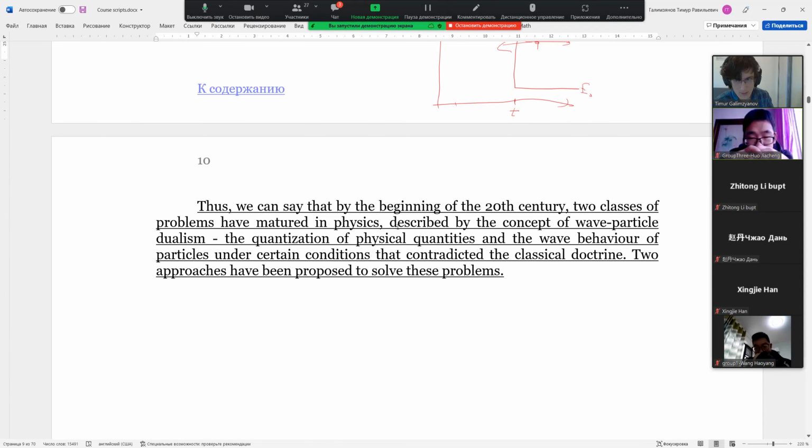So by the beginning of the 20th century, two classes of problems had matured in physics. The first one is that light could not be described only as a wave. In some experiments it should be described as a particle, and in some experiments as a wave. But nature does not work in that sense. You should be able to describe the photons, the light, by one concept. And the other problem was the discrete spectrum of atoms. Classical physics is not capable of describing this concept.